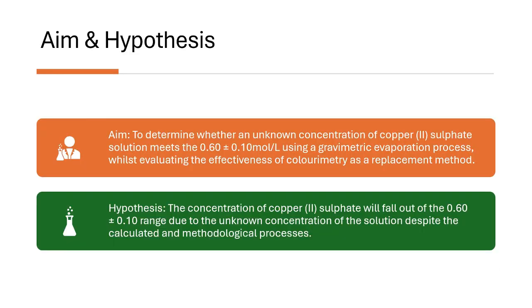Now for the aim and the hypothesis. The aim of our experiment was to determine whether an unknown concentration of copper sulfate solution meets the industrial requirements of 0.6 plus minus 0.10 moles per liter while using evaporation and evaluating the effectiveness of colorimetry as a replacement method. And our hypothesis was that the concentration would not fit into the range because of the unknown concentration of the solution. Please feel free to pause the video at any time.